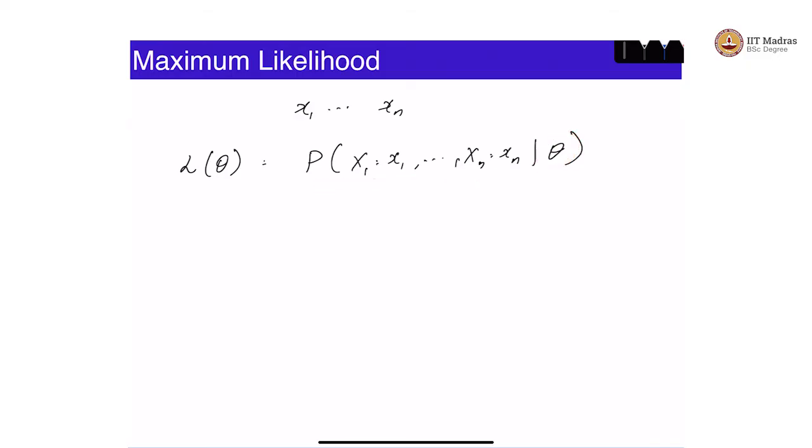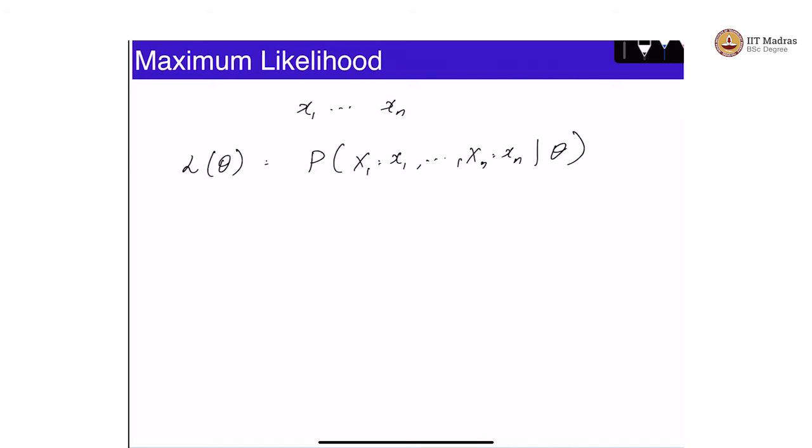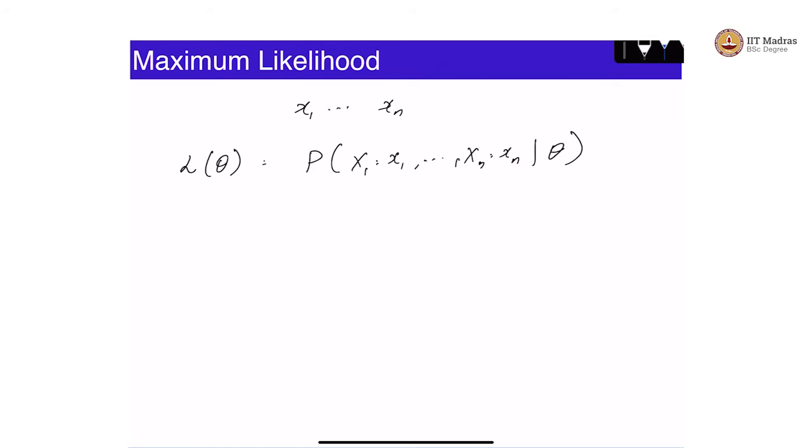I'm going to be using this notation for both discrete and continuous, even though for continuous this is strictly not correct. I should use the density, but I'm going to use this. So I'm going to use the same thing for probability mass function and density function.